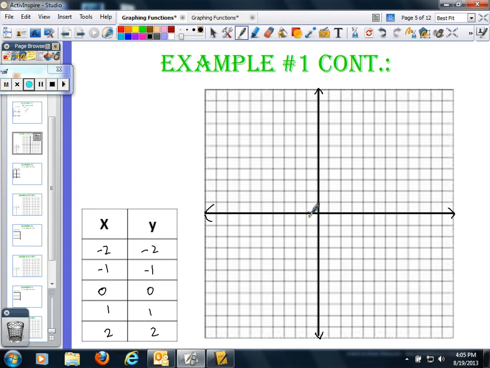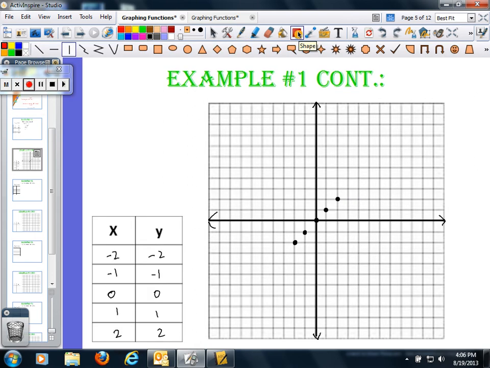So the very first one is -2, and it's down 2. So this is my first point right there. The next one is -1 and -1, so that goes right there. 0, 0, and this, in case you forgot, is what we call the origin. And I'm actually going to make these just slightly bigger. Put this up just a little bit more. That'll work. And then the next ones are 1 and 1, and 2 and 2. So now I have the points plotted.